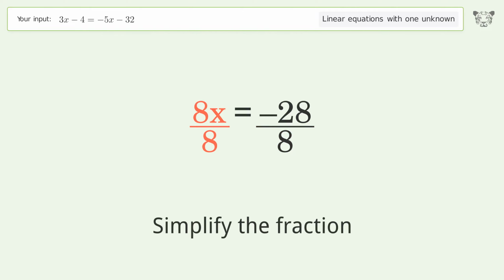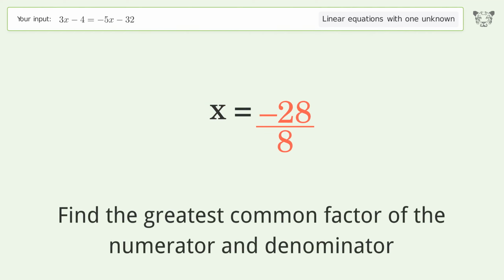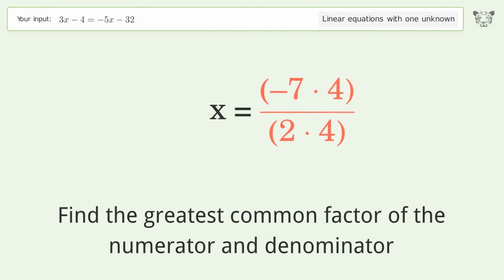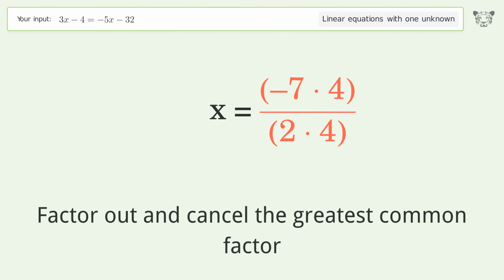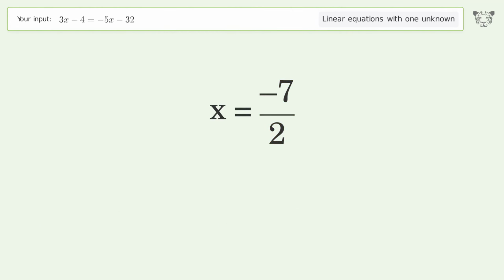Simplify the fraction. Find the greatest common factor of the numerator and denominator. Factor out and cancel the greatest common factor. And so the final result is x equals -7/2.